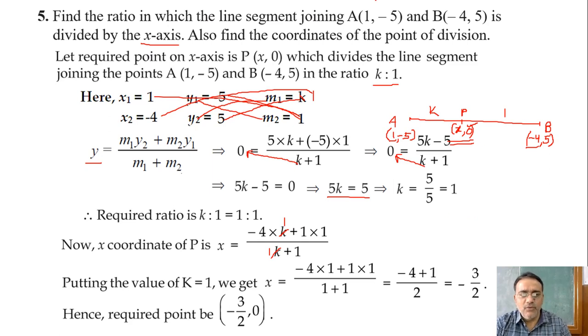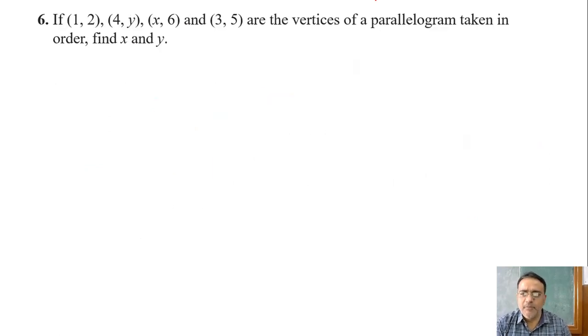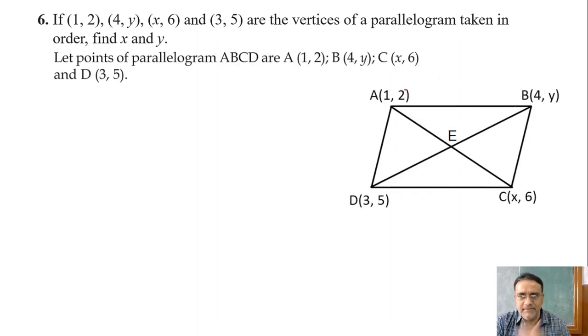Okay, so now we'll move towards question number 6. Parallelogram based questions. If (1, 2), (4, y), (x, 6), (3, 5) are the vertices of a parallelogram taken in order. Now when it is written taken in order, that means you should not take zigzag. Some students take zigzag. See, this is the diagram. Zigzag means A, B, and here you write C, D. Okay, so we should not take it like that.